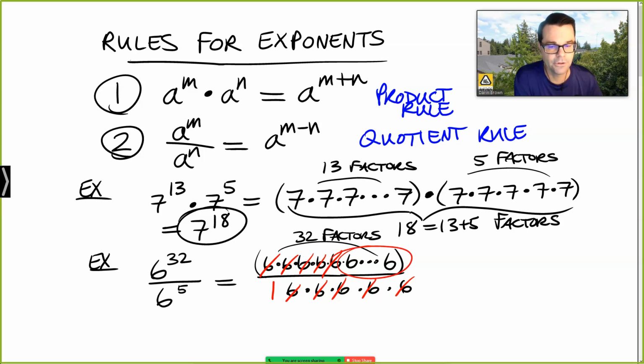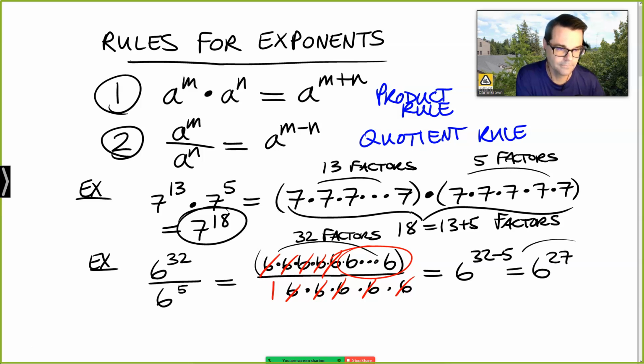And then we have what's left over. Well, if you have 32 factors on top and you get rid of 5 of them, that's subtraction. That's what subtraction means for whole numbers: take away. So this is going to be 6 raised to the 32 minus 5, so 6 to the 27th. Again, there are 27 left over.